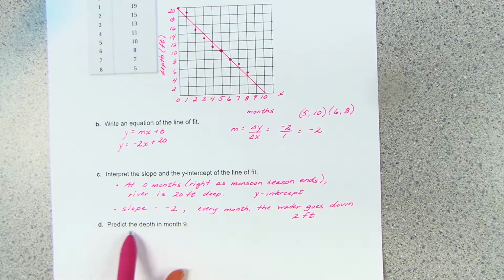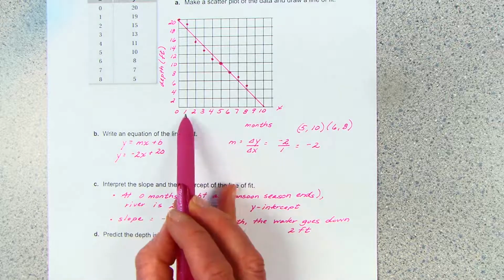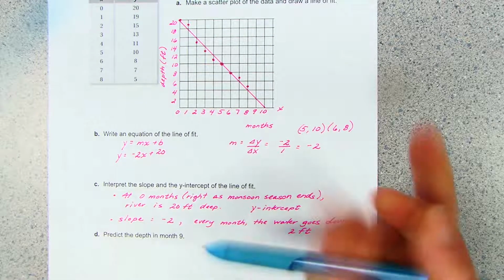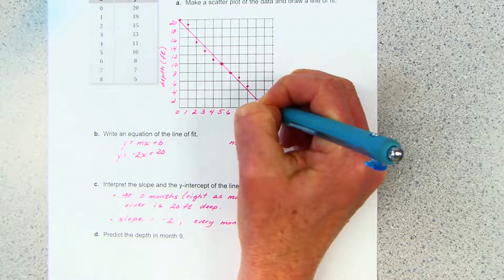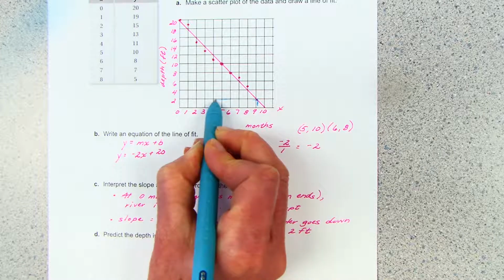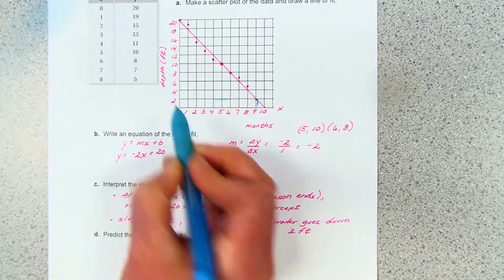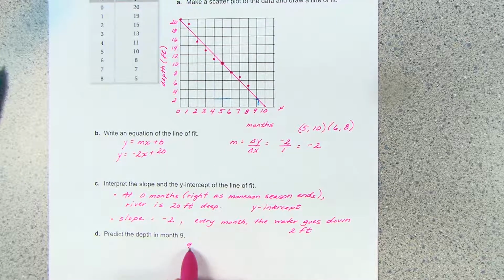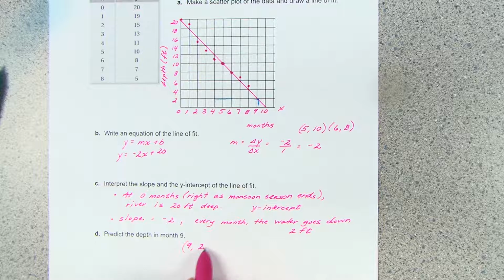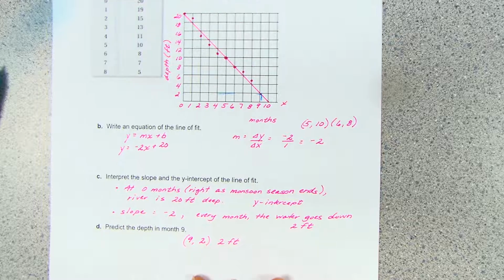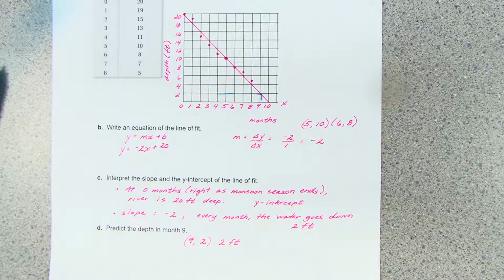Okay? So to predict the depth in month 9, we just go across to 9. I'm going to switch pens. We go over to 9 and up to here. And I can see that that is 2 feet. So 9, 2. Okay, and that's it. I love line graphing. I love scatter plots.